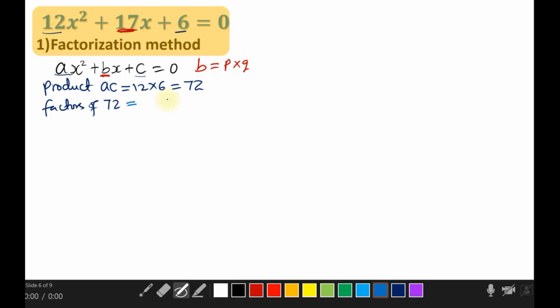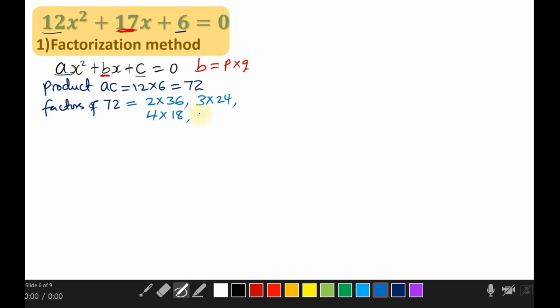One of the factors of 72, we have 2 times 36. If we add this, it doesn't give us 17. Instead it gives 38. The other case, 3 times 24. That's another factor of 72. But if we add, it doesn't give us 17. The other factor is 4 times 18. Again, if we add the two factors, it doesn't give us 17.